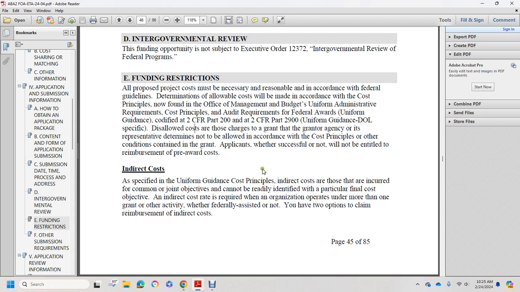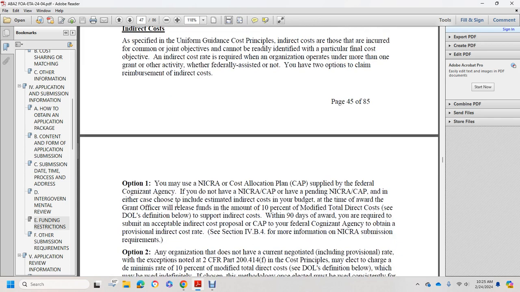Indirect costs. Under the specified Uniform Guidance cost principles, indirect costs are those incurred for common job objectives that cannot be readily identified with a particular final cost objective. Indirect costs are required when an organization operates under more than one grant or other activity, with federal assistance or not. You have two options to claim reimbursement of the indirect costs. Option 1, you use the negotiated indirect cost rate.